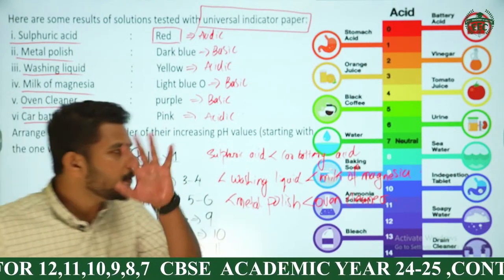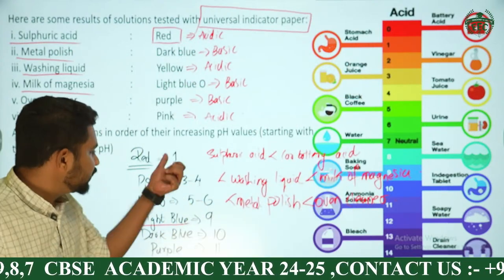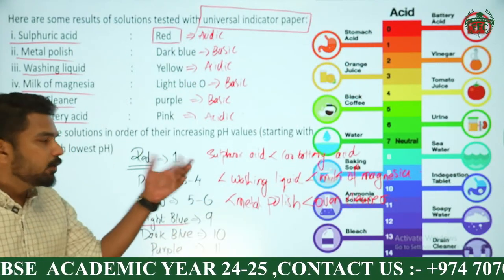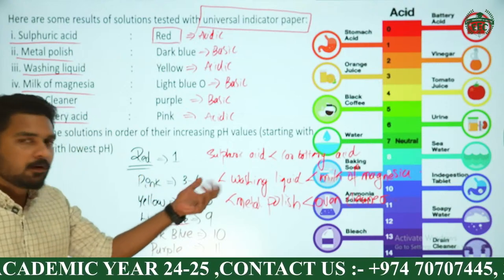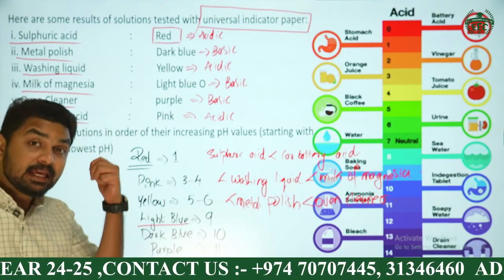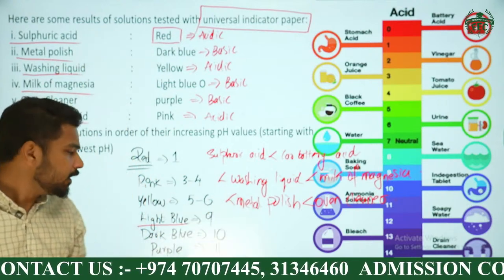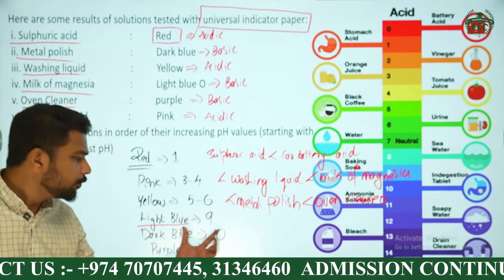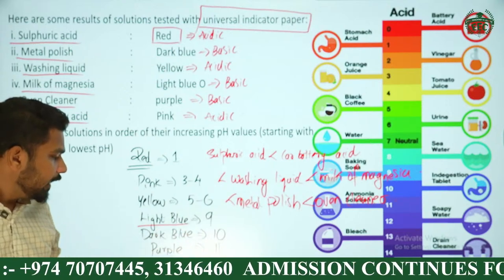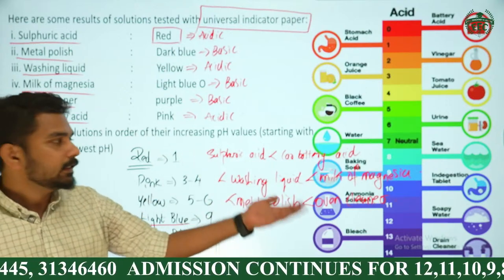You don't have to remember all the pH values. You just remember these values. If it is red, it will be 1. If it is pink, it will be 3 to 4. If it is yellow, it will be 5 to 6. If it is green, it will be 7. And if it is light blue, the pH value will be 9. And if it is dark blue, pH value will be 10. And if it is purple, it will be 11, which is indicating the acidic and basic nature.